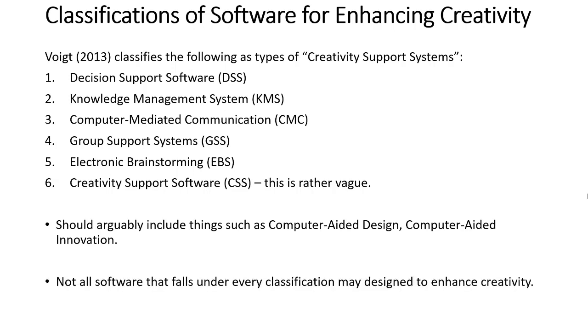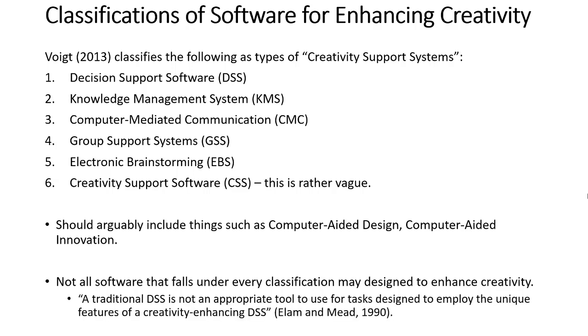Now, one of the most important things when considering any of these classifications is that not all software which may fall under any of these classifications may actually be designed to enhance creativity. They may just be simply designed to do something without trying to specifically enhance creativity. Quoting an important research paper from 1990, for example, a traditional decision support system is not an appropriate tool to use for tasks designed to employ the unique features of creativity-enhancing decision support systems.